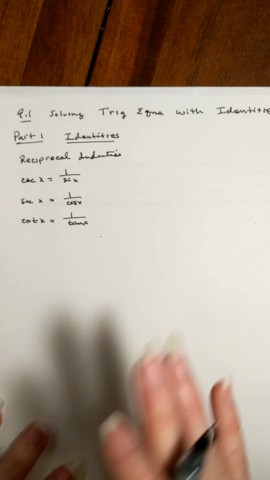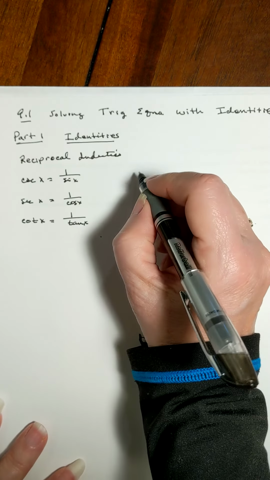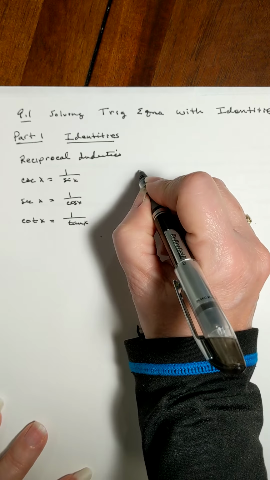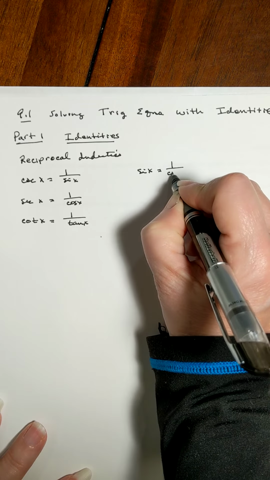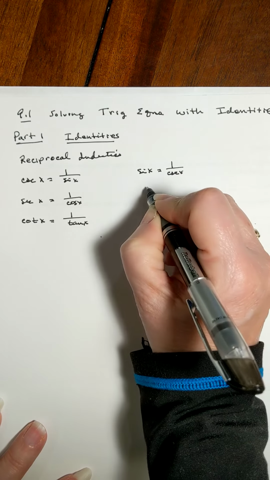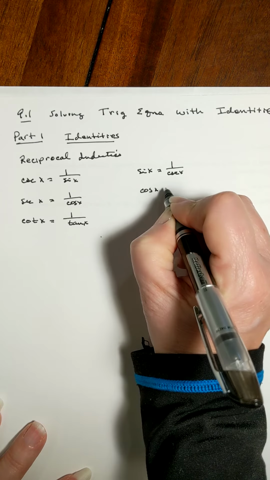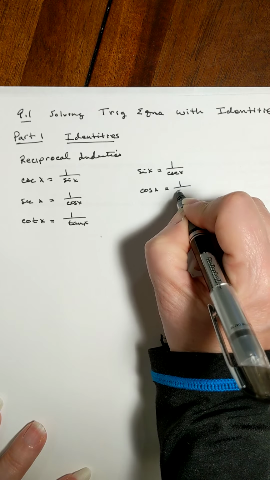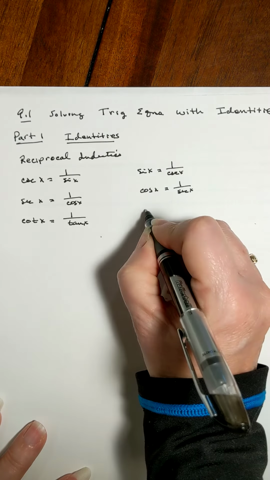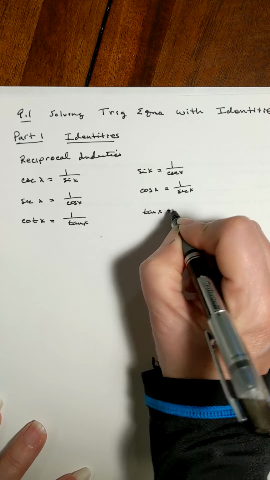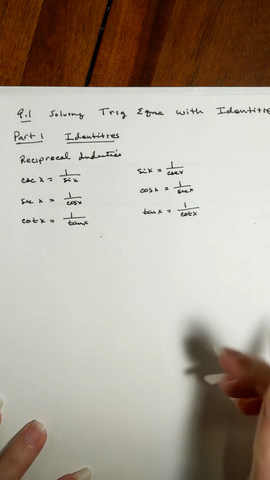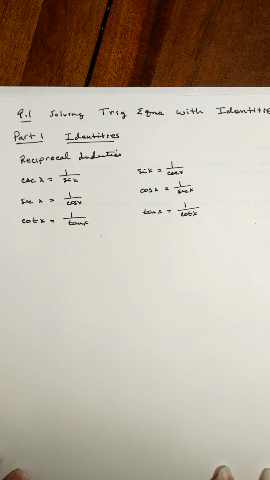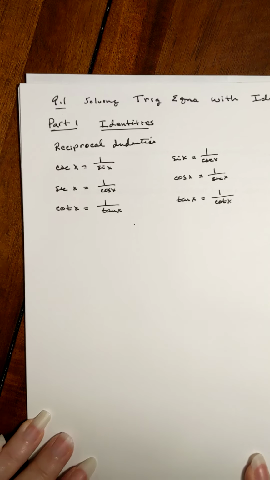Also, if we take the reciprocals of both sides of the equation, on this one I get that the sine of x is equal to the reciprocal of the cosecant of x. The cosine of x is the reciprocal of the secant of x. And the tangent of x is equal to the reciprocal of the cotangent of x. So those are our reciprocal identities.